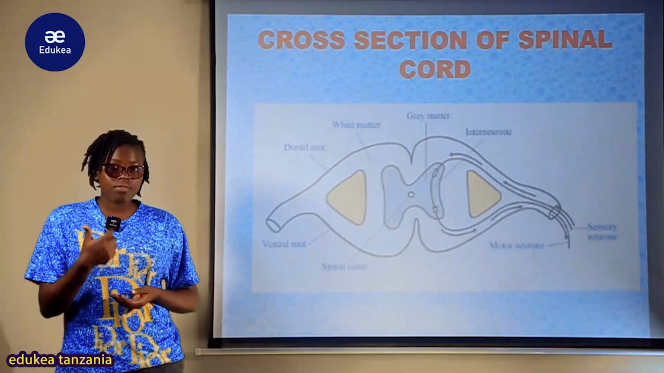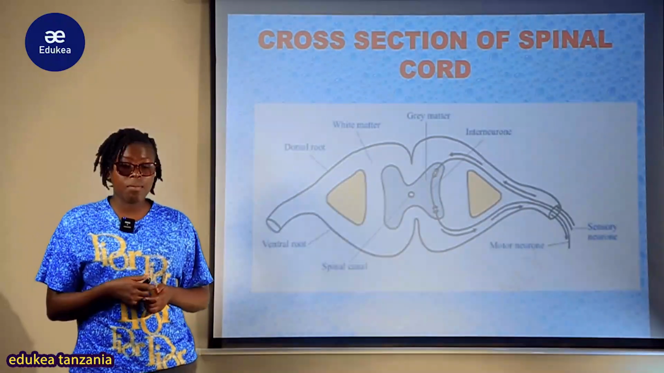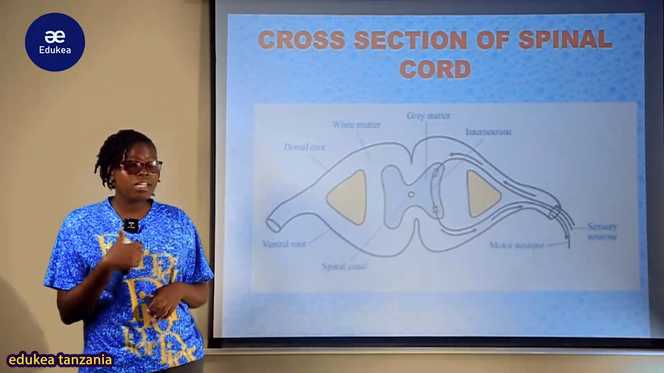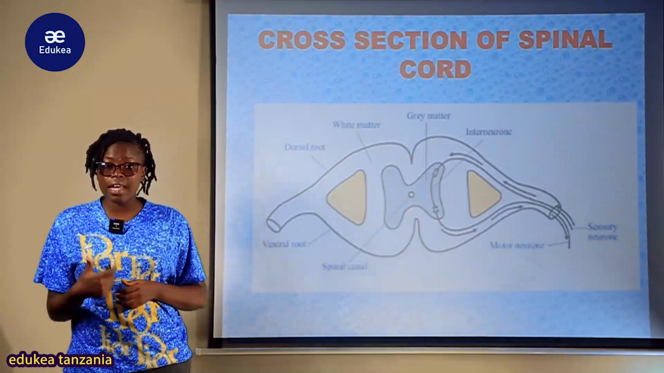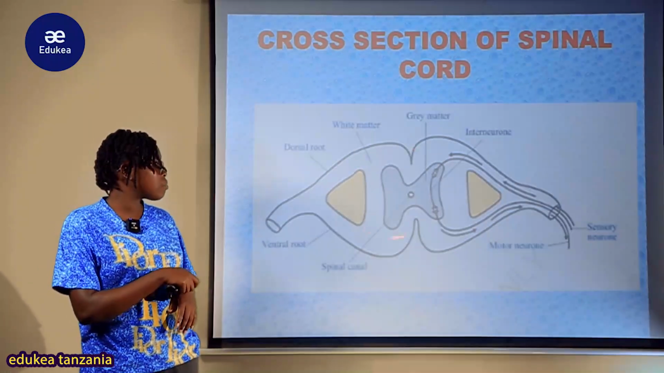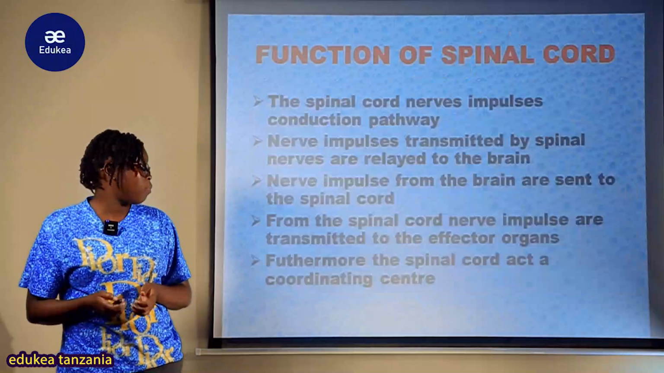Vile vile at the center of the spinal cord kuna made up of two region ambao kuna inner region inaitwa ni gray matter. As you see here, this hapa ni gray matter. It is gray in color due to the concentration of the cell body. Lakini the outer one hapa ni white matter. This is due to the myelin sheath which ambayo ipo hapo.